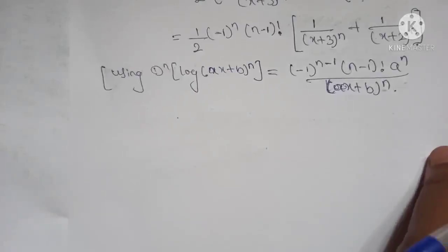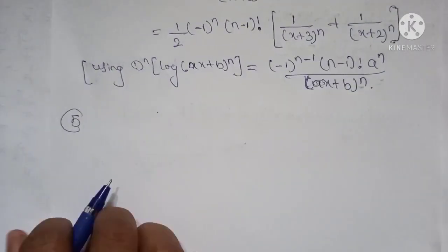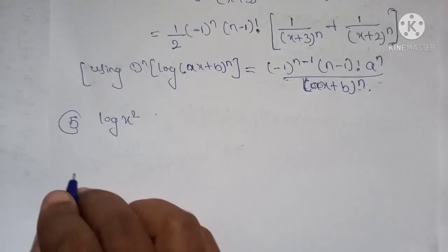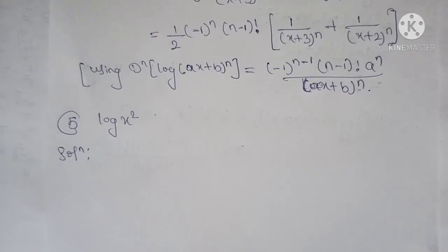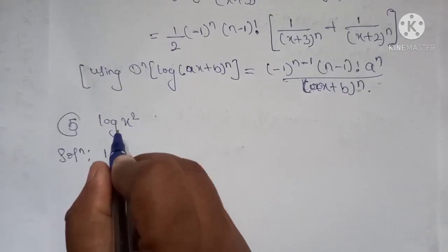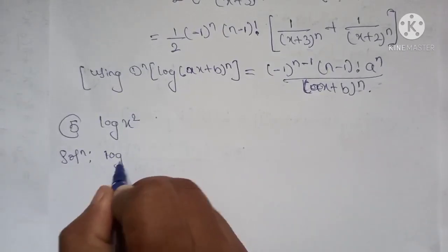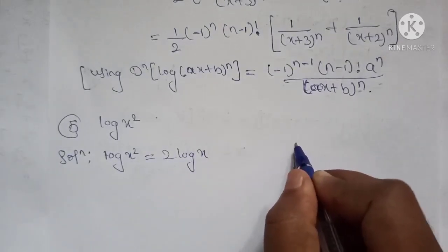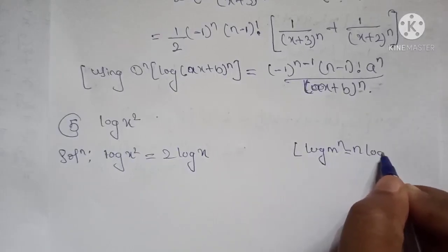Next, fifth one, log of x square. This is a very simple solution. So here log of x square can be written as 2 log x, because we know that log m raised to n equals n log m.